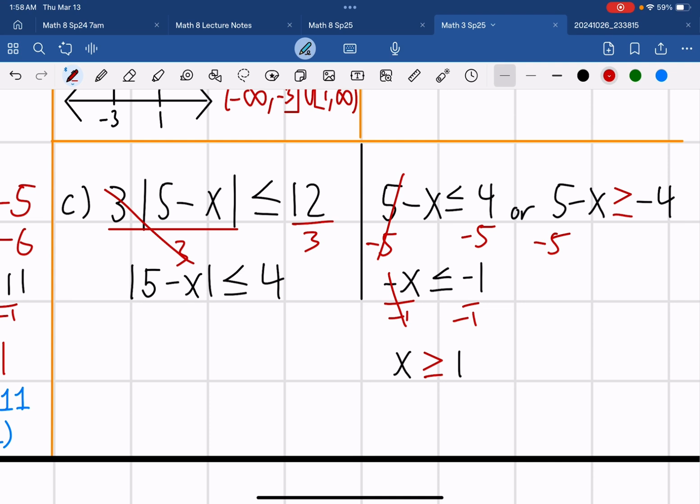Then same thing, I'm going to subtract 5 to both sides. That leaves me with -x going to be greater than or equal to -9.